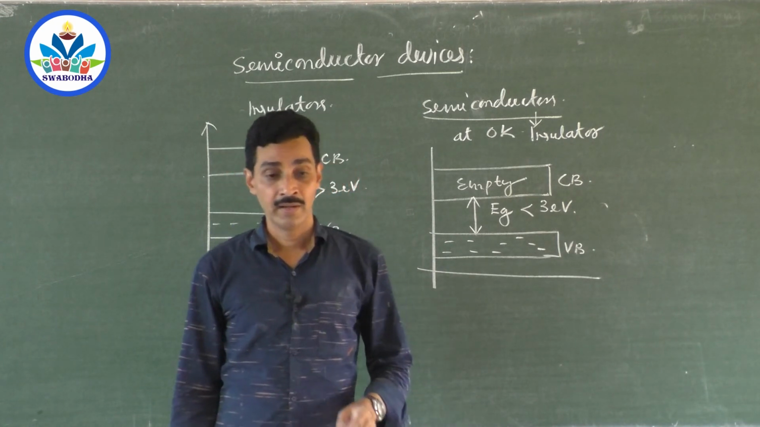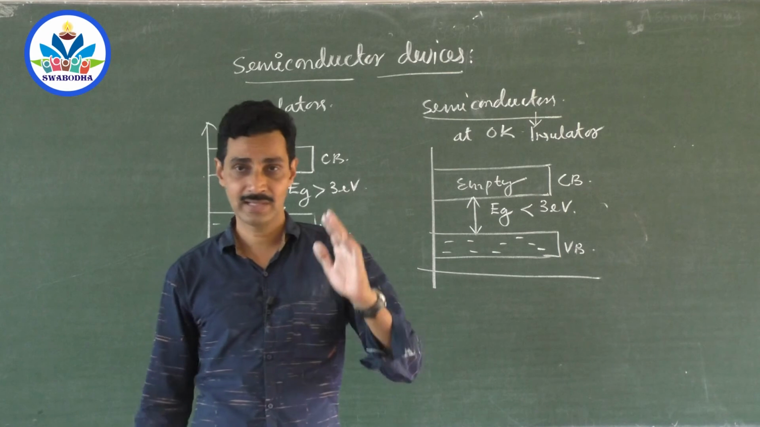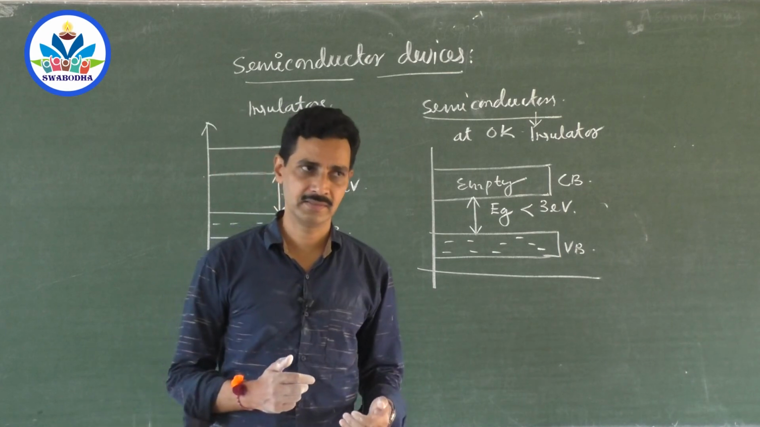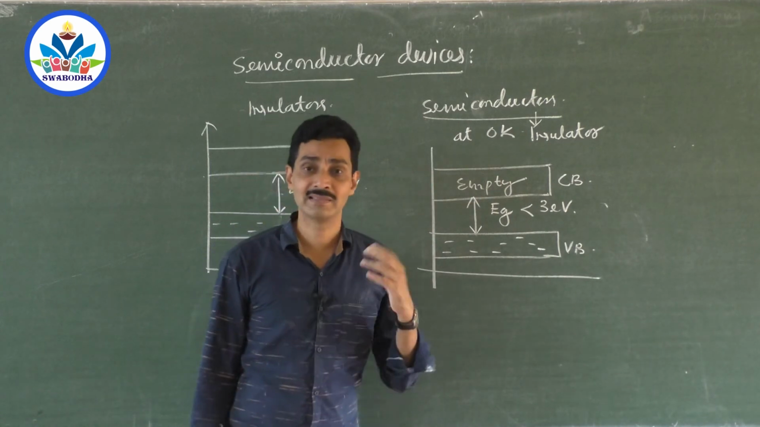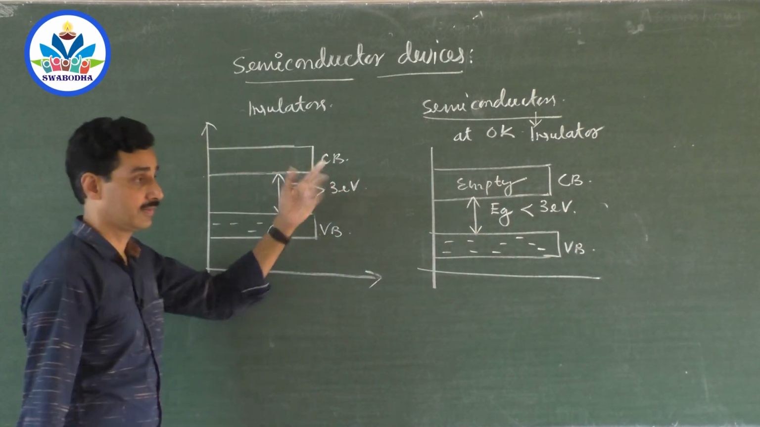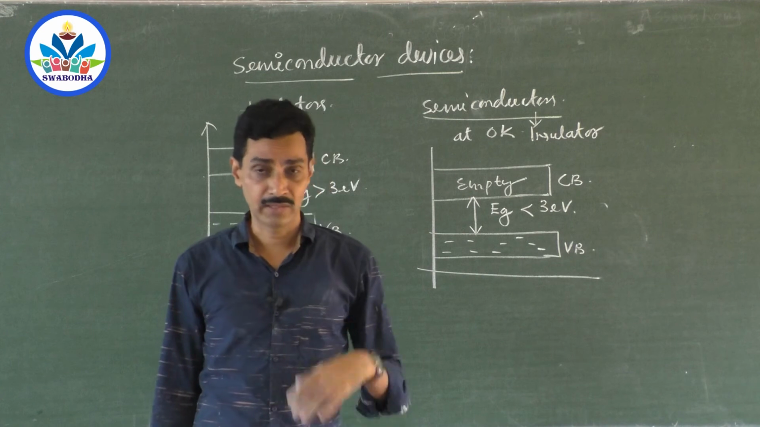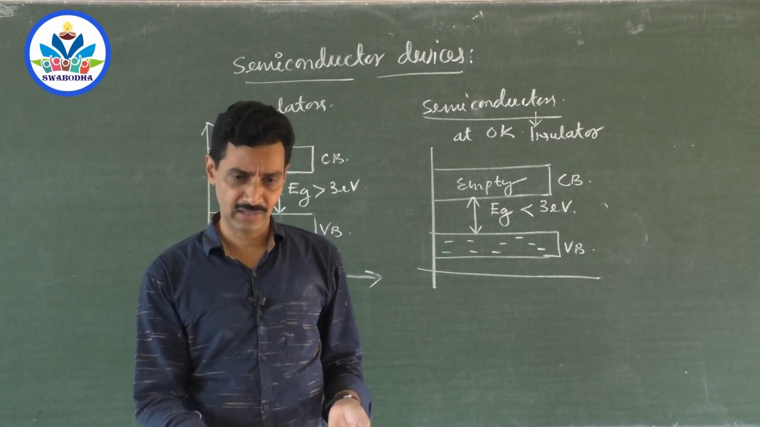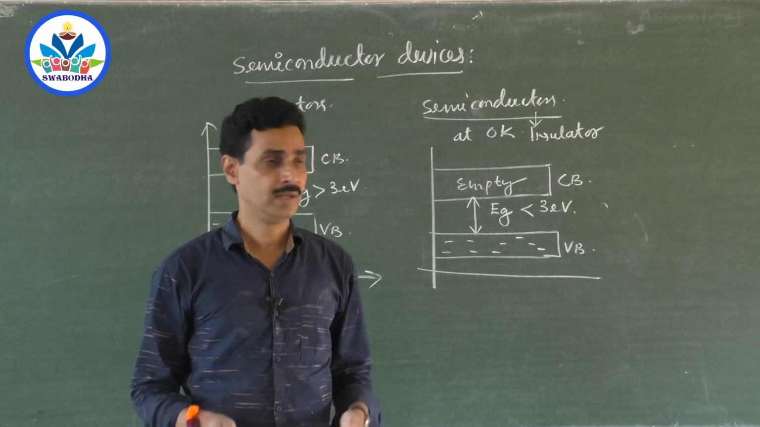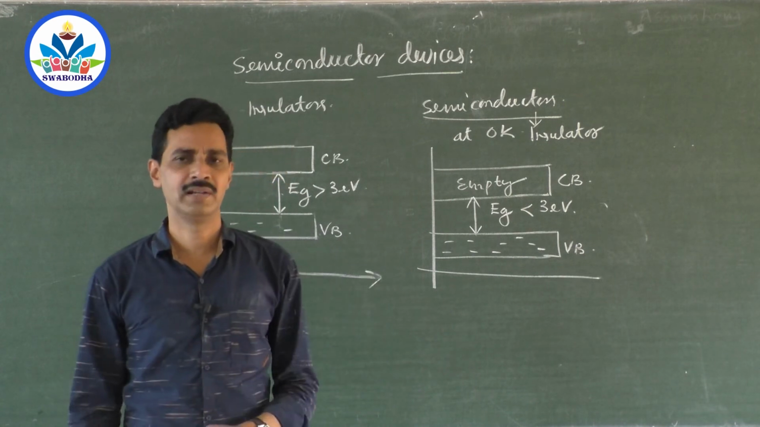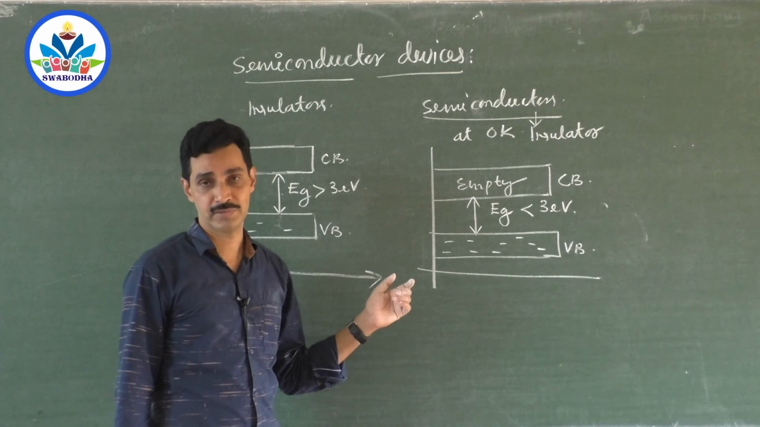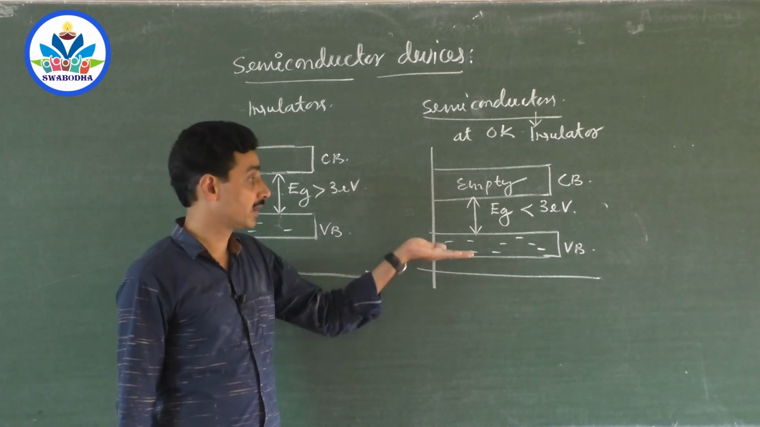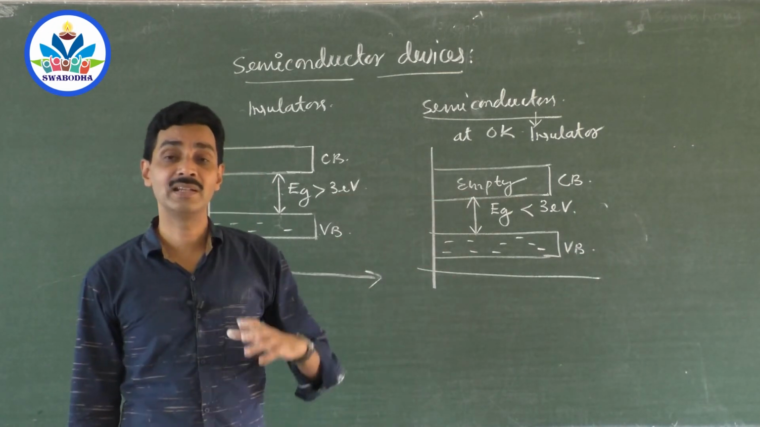But remember, by absorbing heat energy at room temperature, the number of electrons that can go to the conduction band is not as large as in a conductor. In a conductor at room temperature, a small energy is enough, and plenty of electrons go to the conduction band. It acts like a very good conductor. But in a semiconductor, it cannot happen so. Electrons can go to the conduction band, but not in large number.